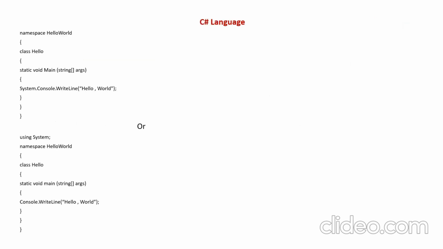Finally, this is the C hash language, or C# language. Its syntax is a mix of C++ and Java. A namespace is a container which holds classes, methods, variables, and other namespaces. One namespace can contain multiple namespaces also. Here the name of the namespace is HelloWorld, and the name of the class within that namespace is Hello.